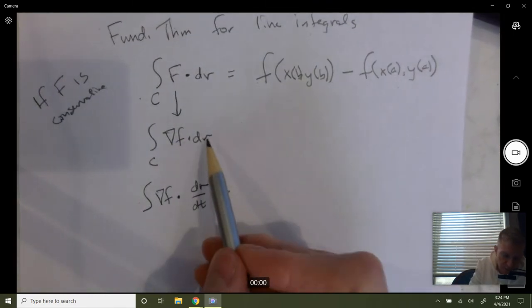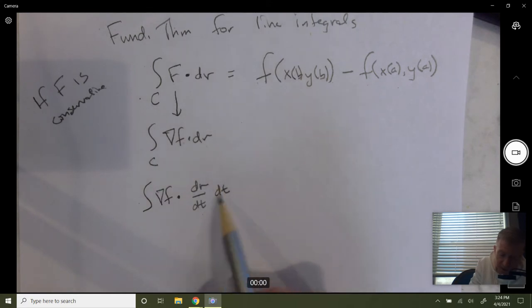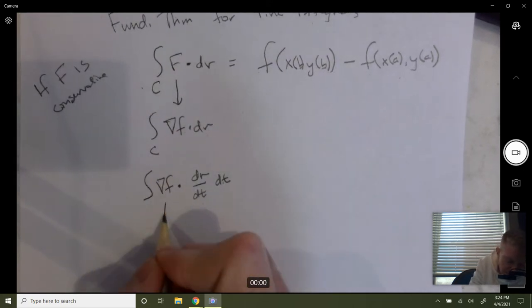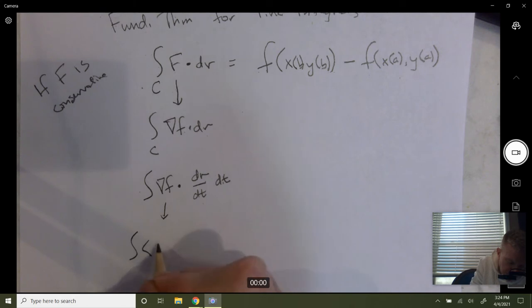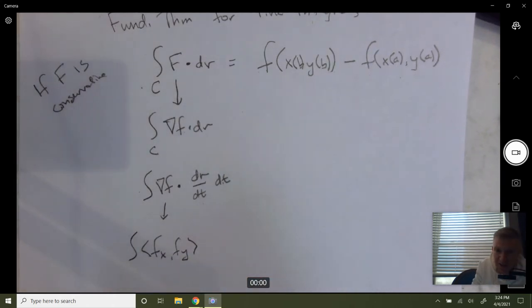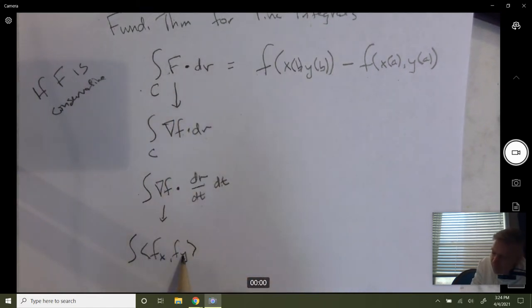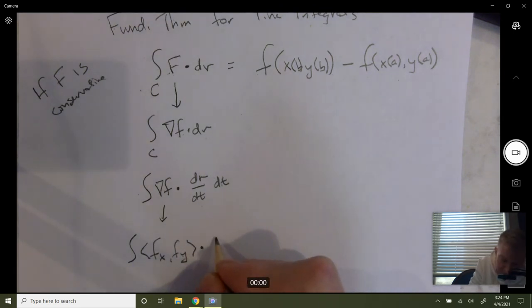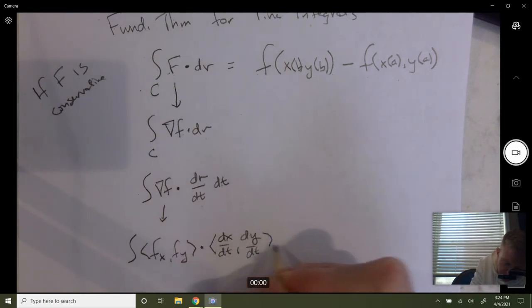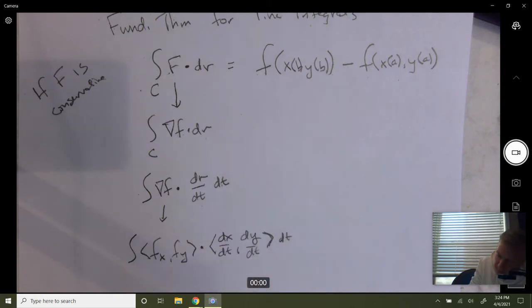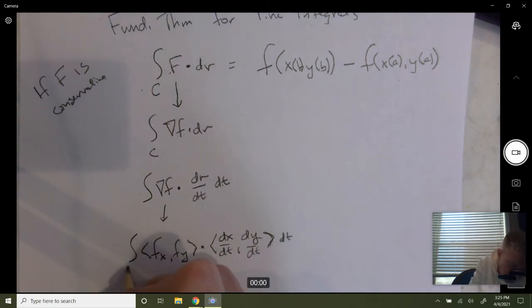So by the chain rule, we can rewrite the dr as dr dt times dt, and this we can rewrite as the vector fx comma fy, okay? Because f is conservative, it can be written as the gradient of some scalar function, okay? And then dotted with this, and this thing is just your dx dt, dy dt, dt, and this is going to be evaluated from a to b.